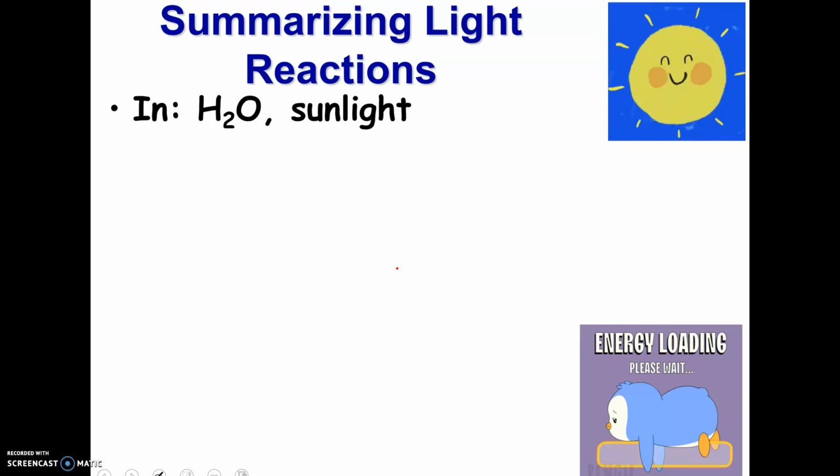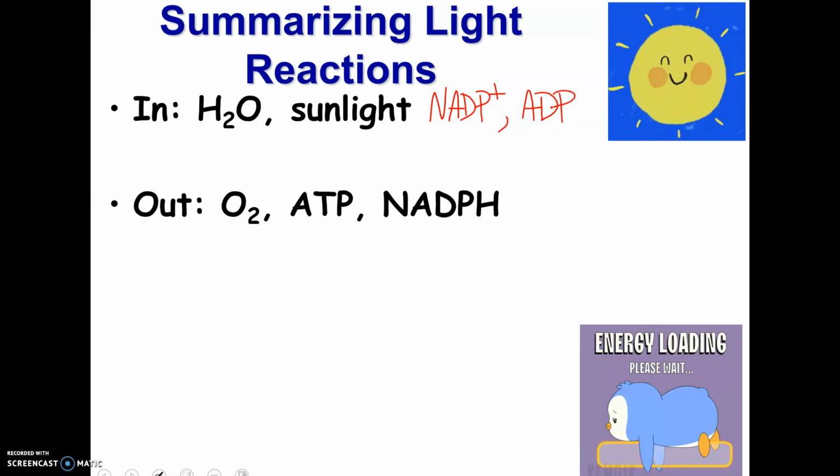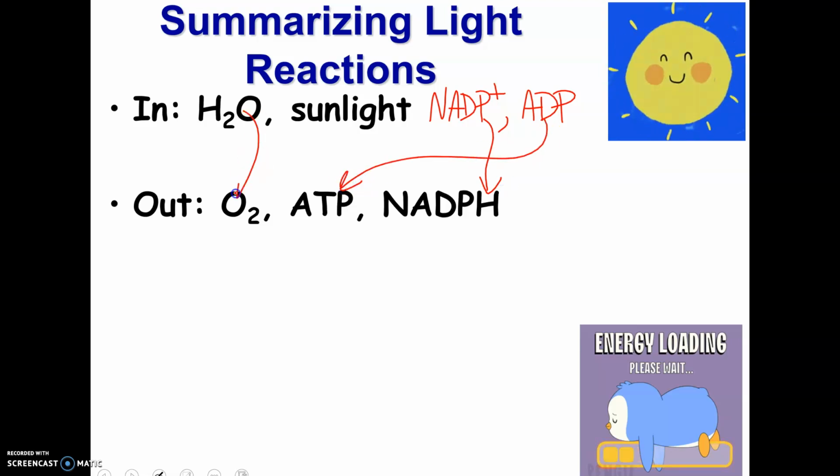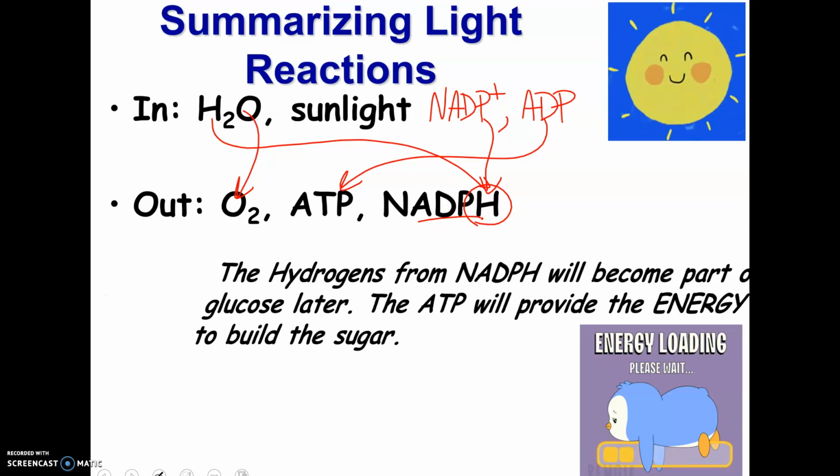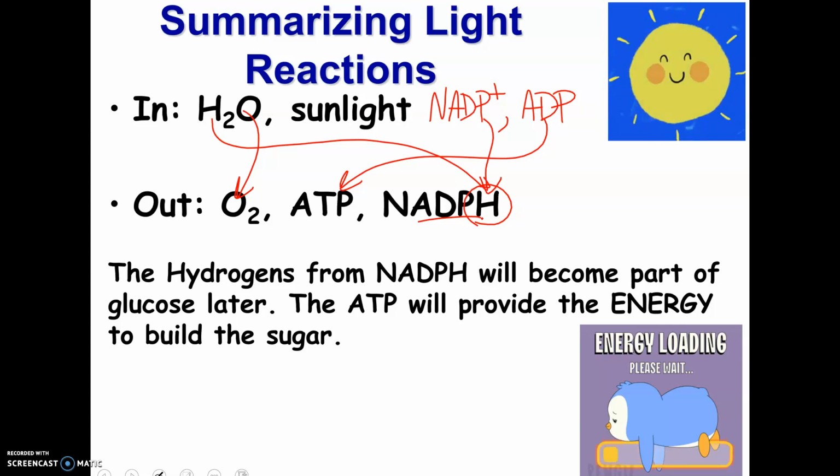Okay, so the light reactions take in water and sunlight, also NADP plus and ADP, which are going to get turned into NADPH and ATP. The oxygen from the water is going to get released into our atmosphere. The hydrogens from the water are going to get carried over to the Calvin cycle by the NADPH. So these products are going to become part of glucose later. The hydrogen here, and then the ATP, the energy, is going to be used to build the glucose.